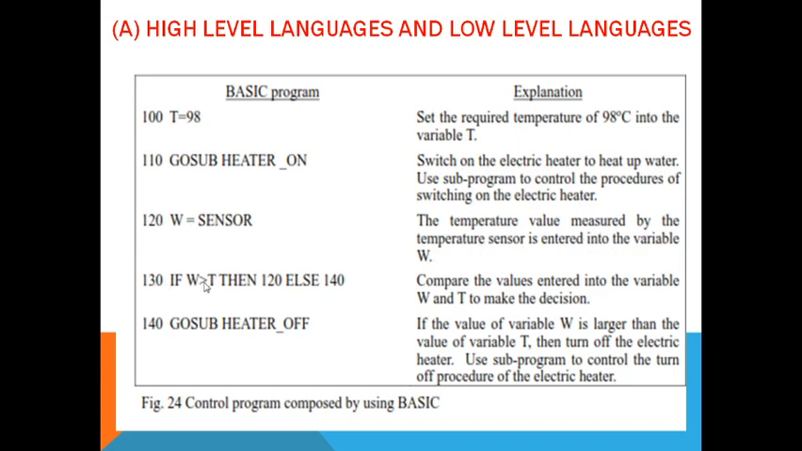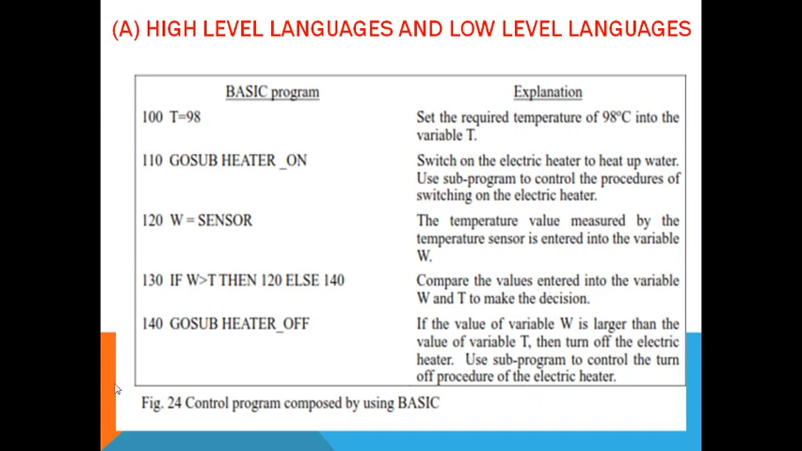If W is greater than T, then 120, else 140. Here we have set the condition where we compare the values entered into the variables W and T to make the decision, and Gauss filter underscore off. If the value of variable W is larger than the variable T, then turn off the electric heater. Use subprogram. This is the subprogram to control the turn off procedure of the electric heater.